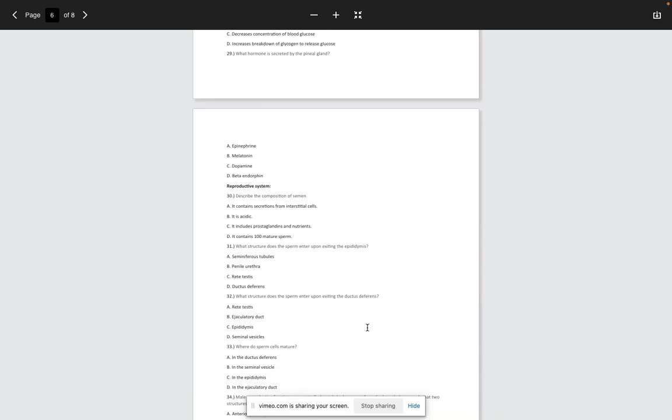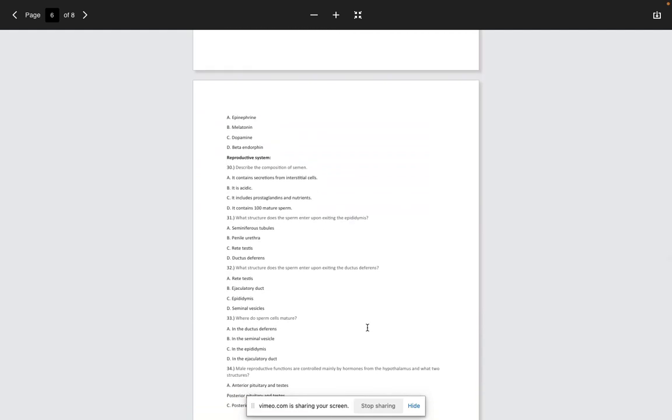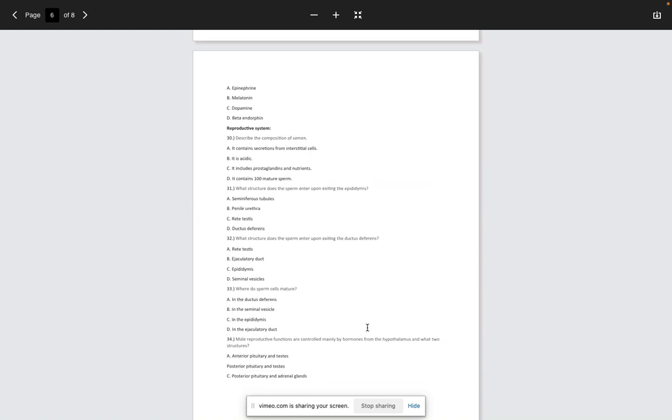Where do sperm cells mature? In the epididymis. 33 is C. Male reproductive functions are controlled mainly by hormones from the hypothalamus in what two structures? So you got LH and FSH coming from the, where? Anterior pituitary. Where's testosterone coming from? Testes. So anterior pituitary and testes.